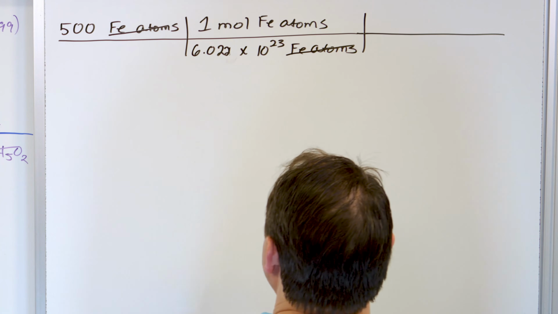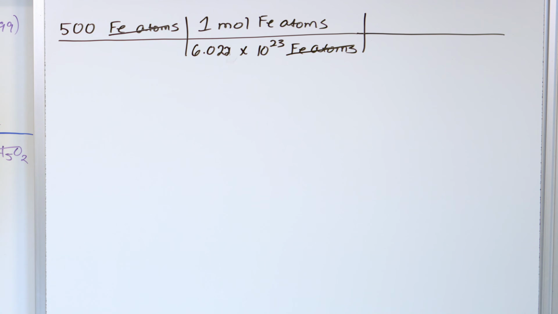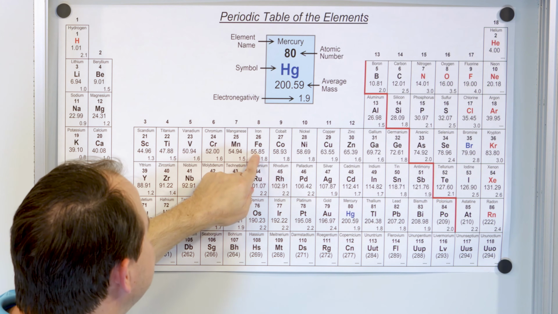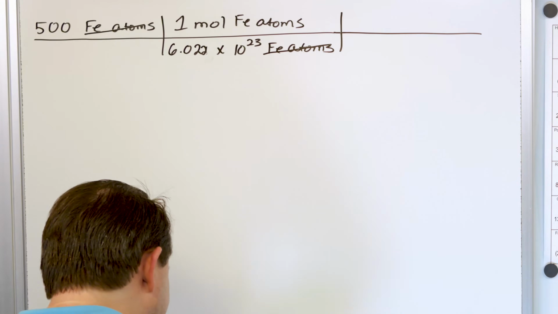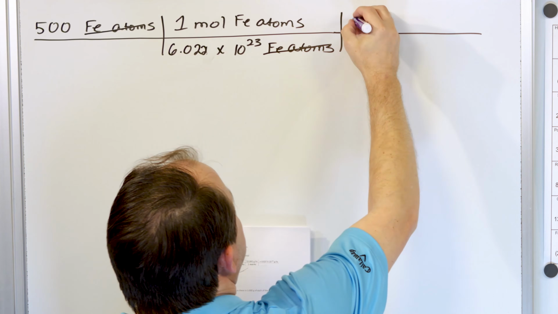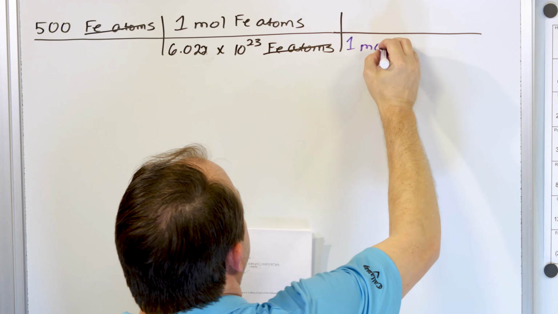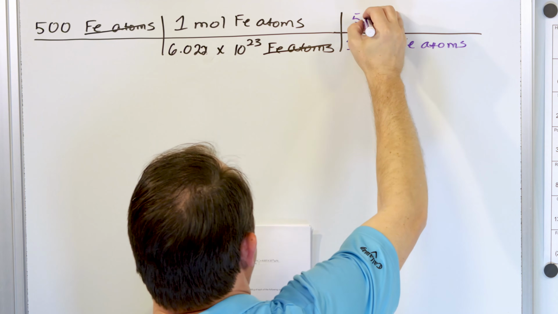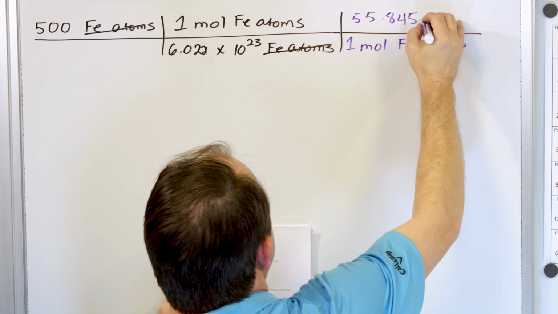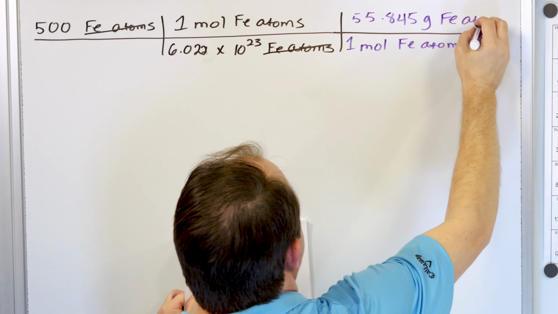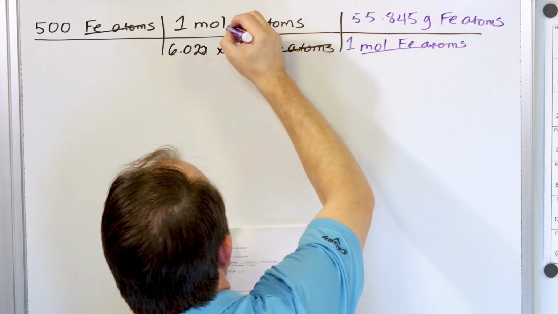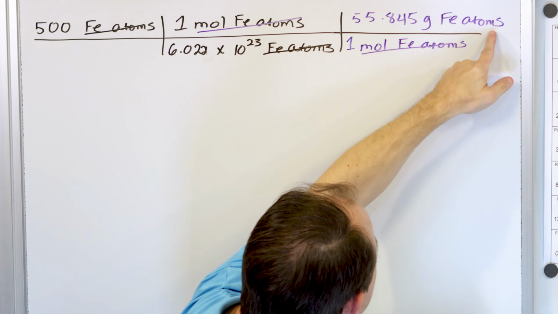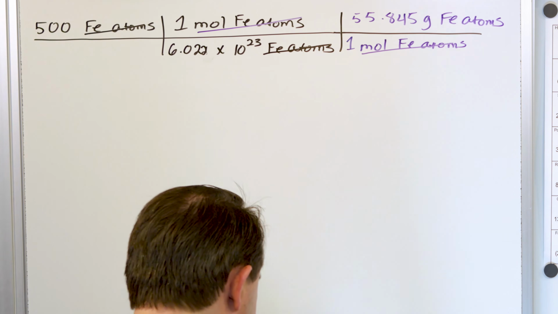How do you convert to grams? Well, we know moles, and we know that iron on the periodic table is 55.85. That's grams per mole. So I can use that as a conversion factor, and I can say that 1 mole of iron atoms is the same thing as 55.845 grams of Fe atoms. All right, so the moles of iron atoms cancel. So now what do I have left over? Grams of iron. The word atoms you don't really need there, but grams of iron is what you have there.